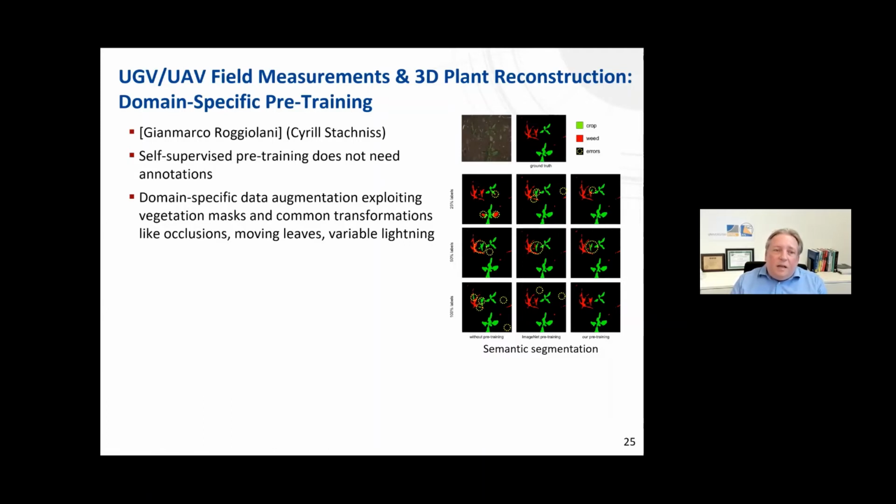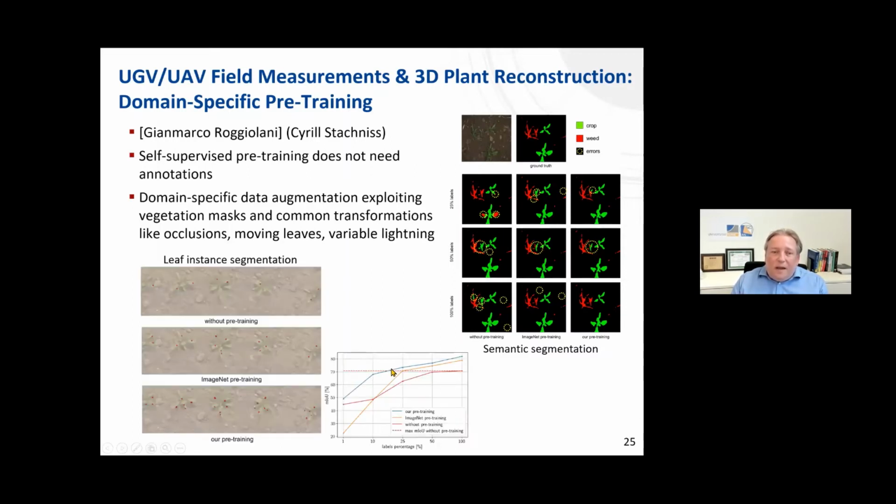In a similar direction goes the work of Gianmarco, also supervised by Cyril. Here, self-supervised pre-training is used to learn representations which are then useful for downstream target tasks like semantic segmentation here. And it's clear, the more labels you use, the better your results. But also, if you use that pre-training, you get good results even with few labels.